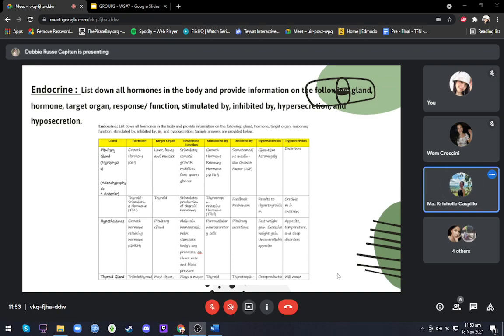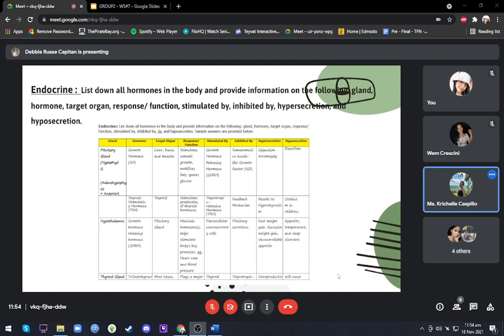Adenohypophysis or anterior pituitary hormone is thyroid stimulating hormone. Target organ is the thyroid. Response or function: it stimulates production of thyroid hormones. Stimulated by thyrotropin releasing hormone, inhibited by feedback mechanism. Hypersecretion results in hyperthyroidism. Hyposecretion is cretinism in children.